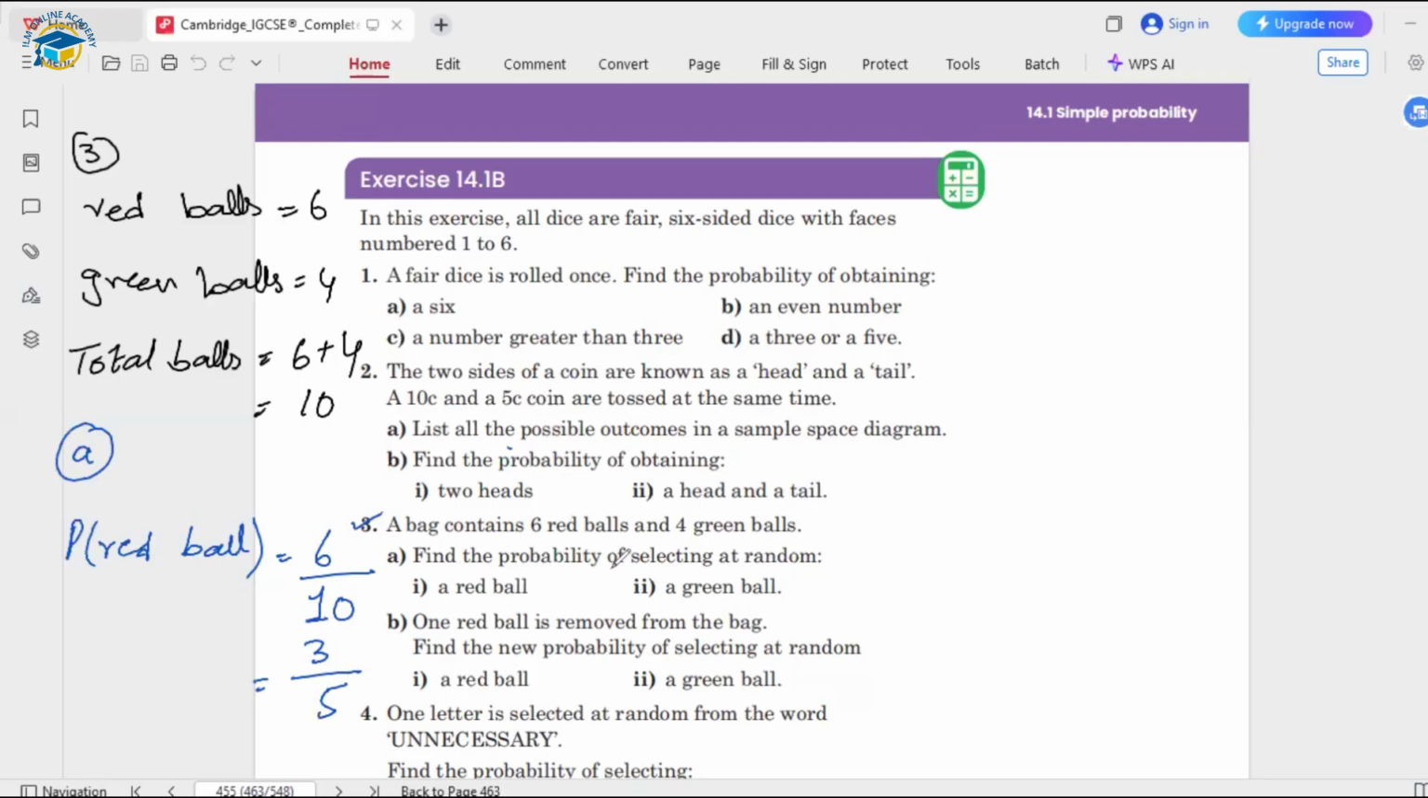Okay. Moving towards part number 2, we need to go with the probability of selecting a green ball.